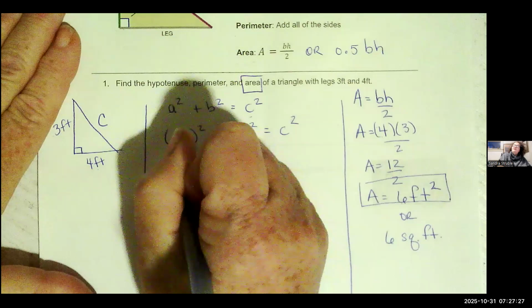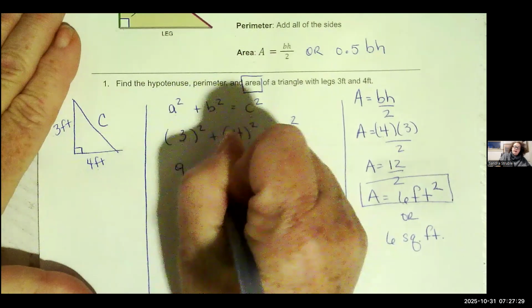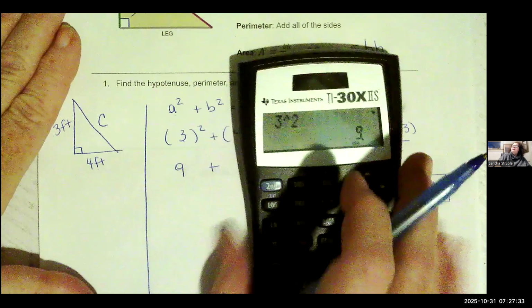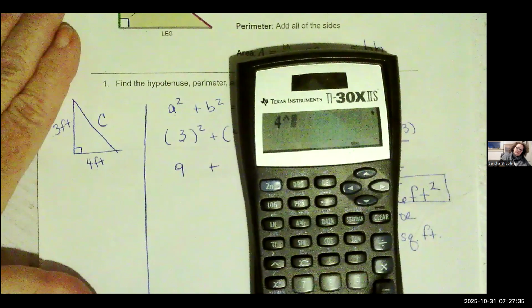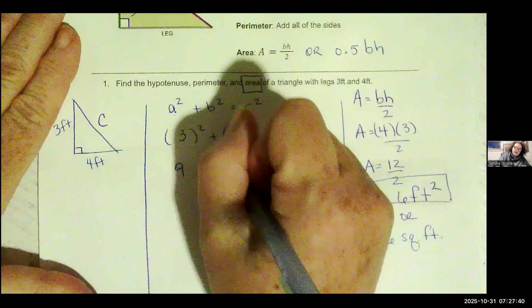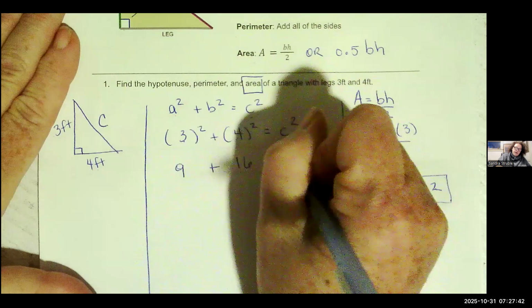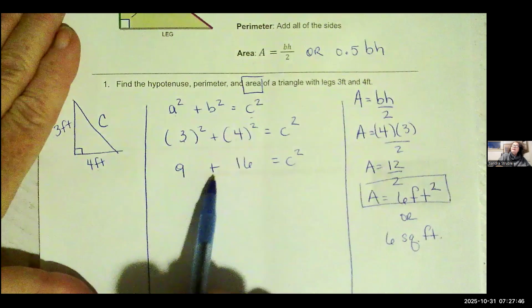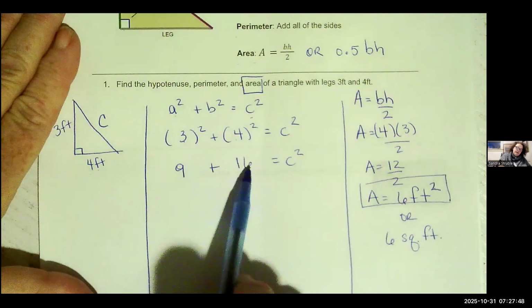Do the same thing with the 4. It's 4 times 4, or it's 4 caret 2 equals, and that is 16. Okay. Now, we have squared both of them. What we have left to do is to add the 9 and the 16. 9 plus 16 is 25.